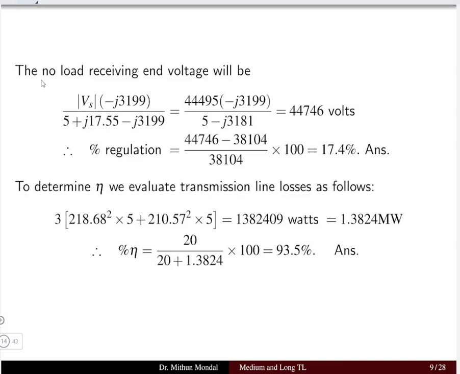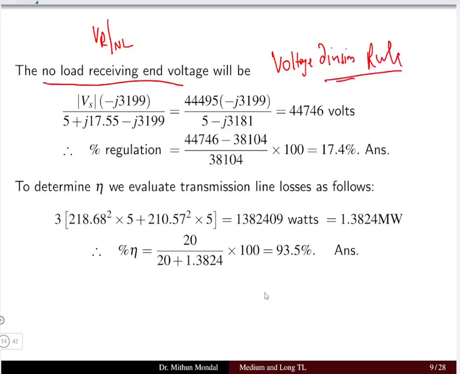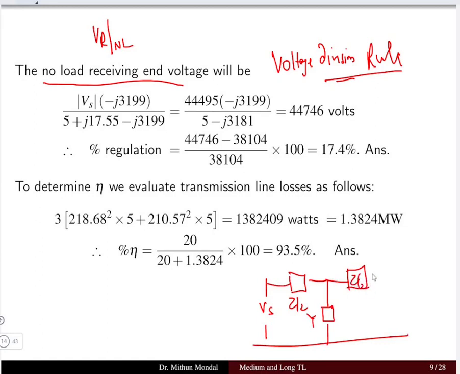Now we have to determine the no load receiving end voltage. What is the value of VR under the no load condition? So how can we calculate this? We can calculate it from the voltage division rule that we know from the electrical science concept. If we have been given the value of voltage Vs, then we have this Z by 2, here we have the admittance Y, next we have Z by 2. Now we need to calculate what is the voltage VR here.